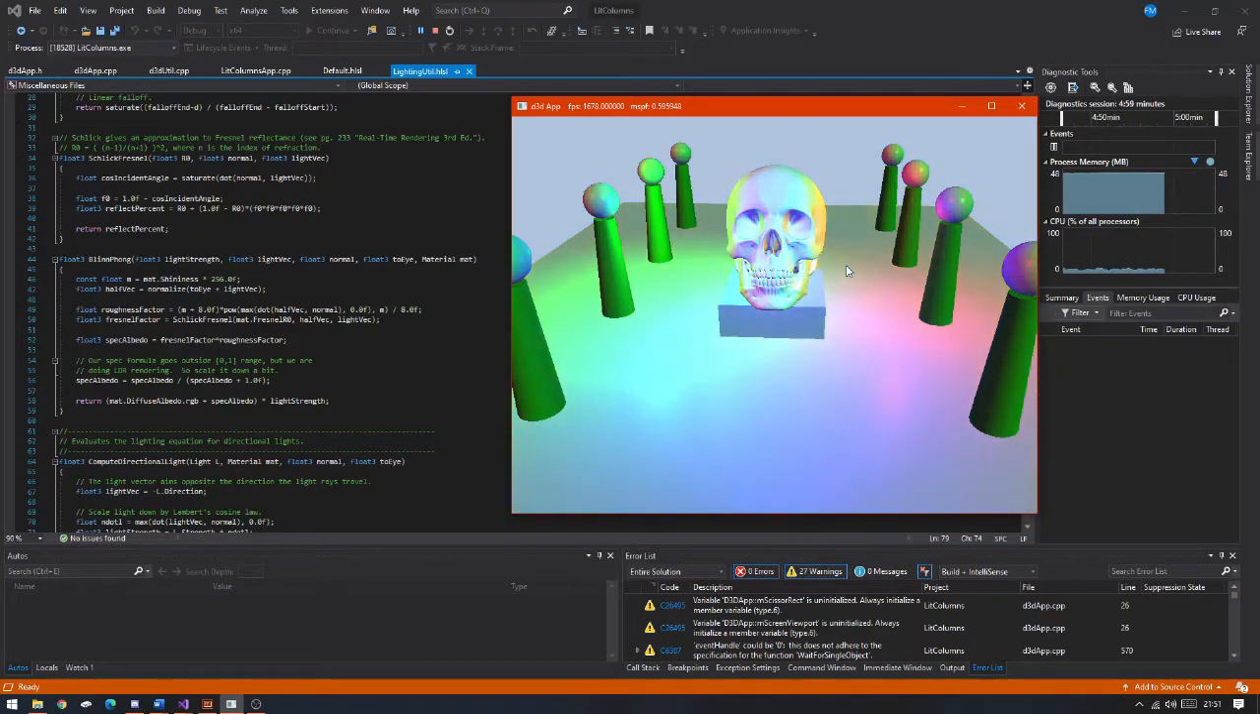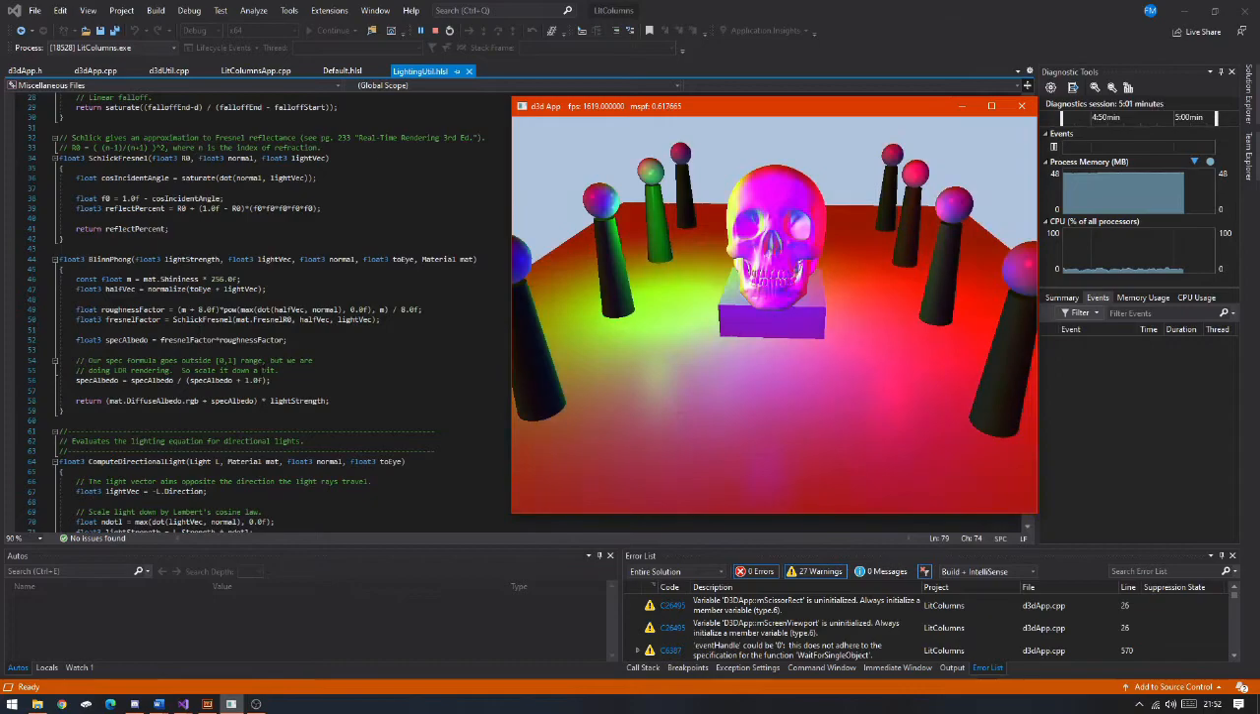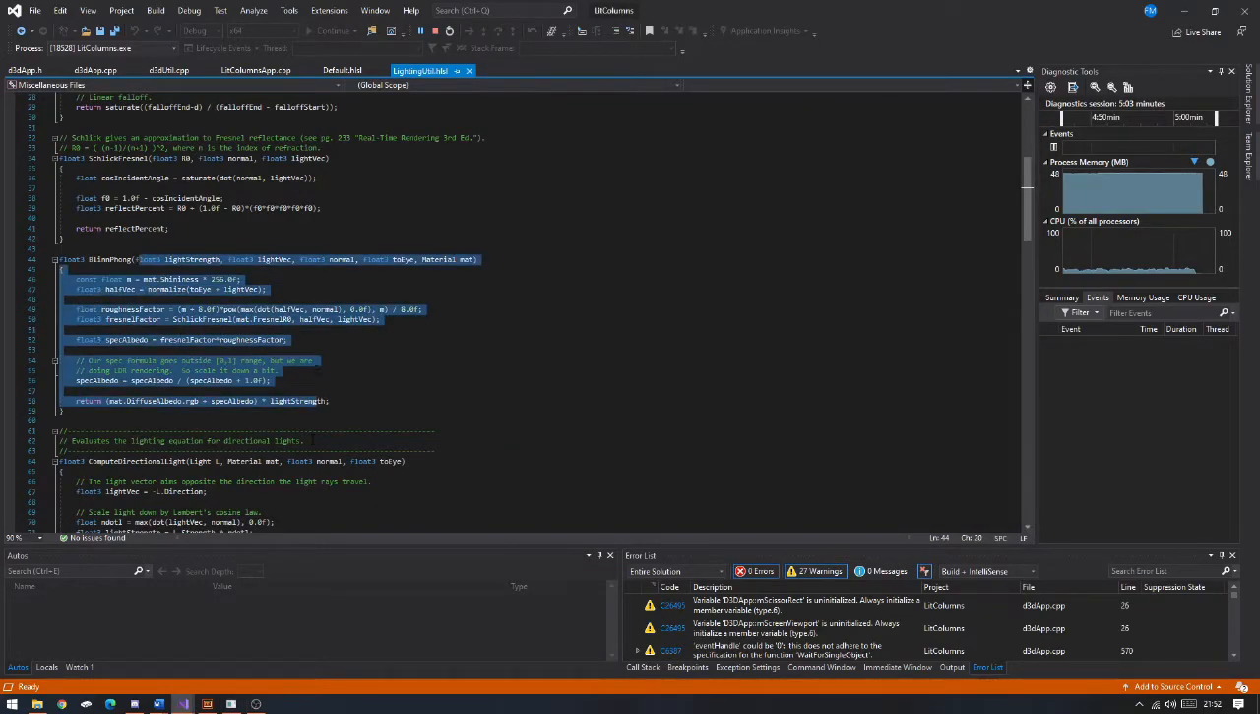Interpolating the normal and doing lighting calculations per pixel is called Phong lighting, which we can see being calculated here. A different way of doing this is doing lighting calculations per vertex, which is less expensive but is also less accurate.